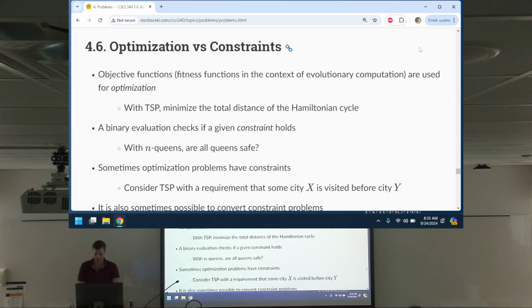Now, optimization versus constraint. TSP was an example of optimization. There's a very clear gradient, and given two solutions, they might be equivalent, but one might be better than the other. And how do we know? Based on what we care about, the total distance.